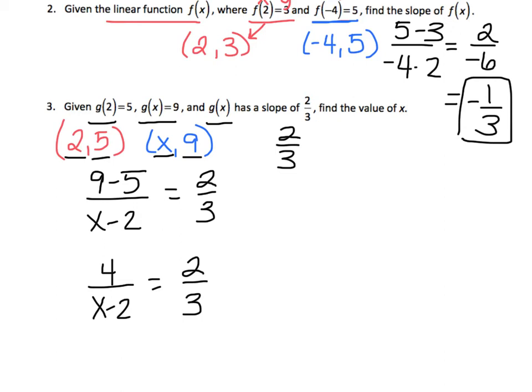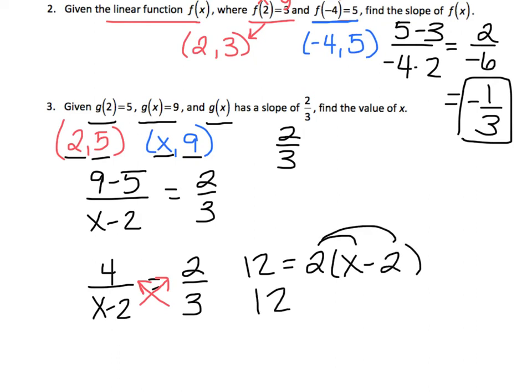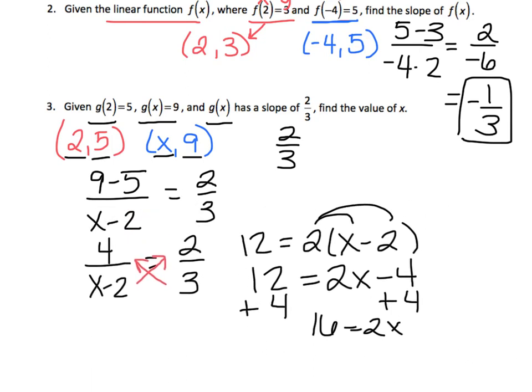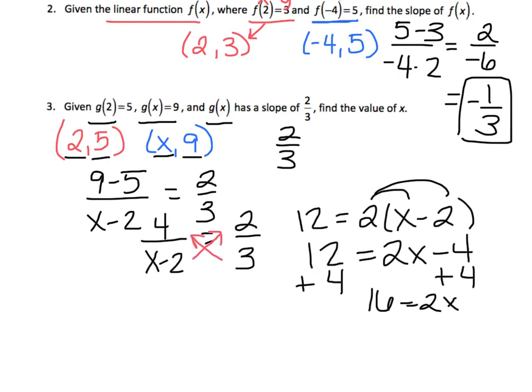Since there's an equal sign and I have two fractions, I'm going to go ahead and cross multiply. So 4 times 3 is 12. And then I'm going to write this as 2 times x minus 2. I'm going to go ahead and distribute the 2. Add the 4 to the other side. And then divide both sides by 2, and x will equal 8.